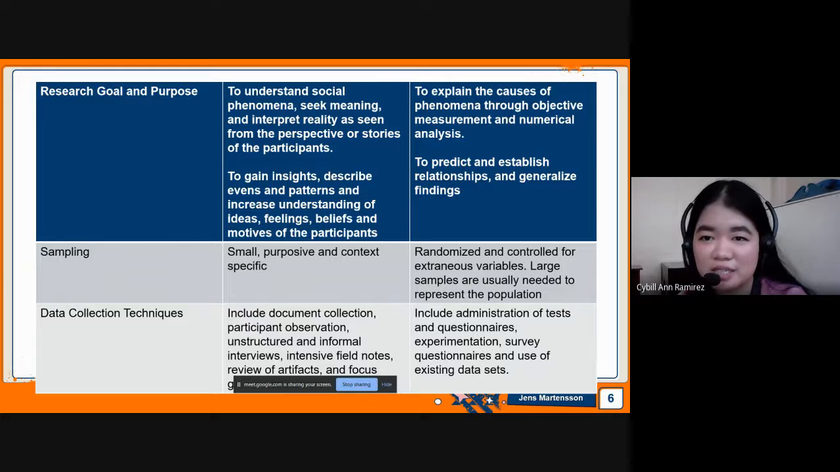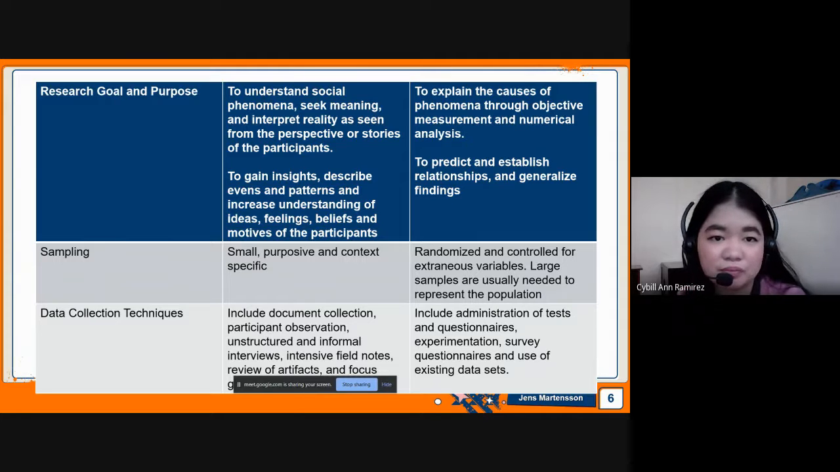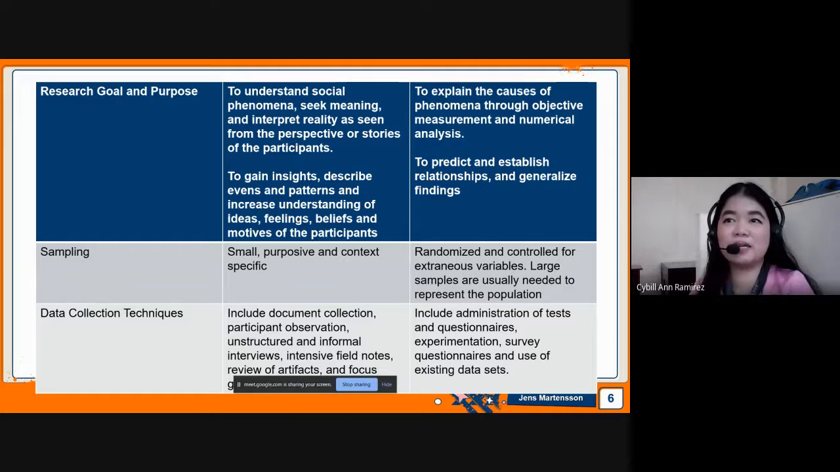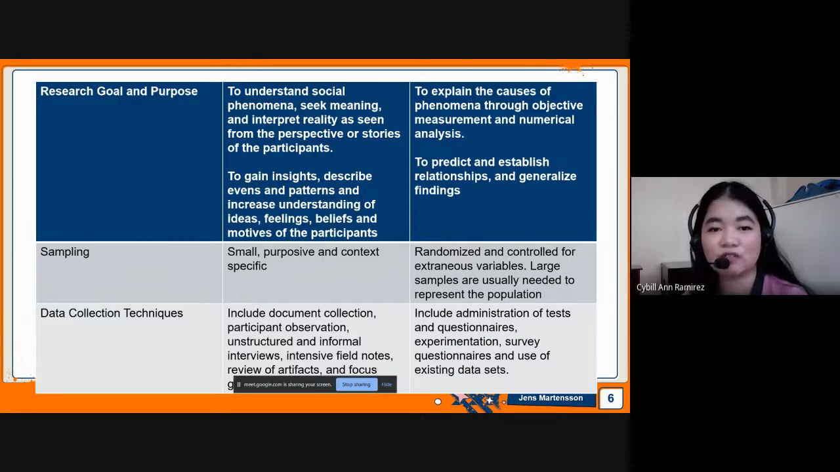Okay, next, to predict and establish relationships and generalize findings. So, that is for the research goal and purpose. Next is the sampling. In what way do we get the respondents? I'm not saying that whoever I find there becomes a respondent, that is not allowed. Again, you need to really screen your respondents and choose the right respondents for your study, because they can either greatly affect your findings in a wrong way or really contribute to your findings.